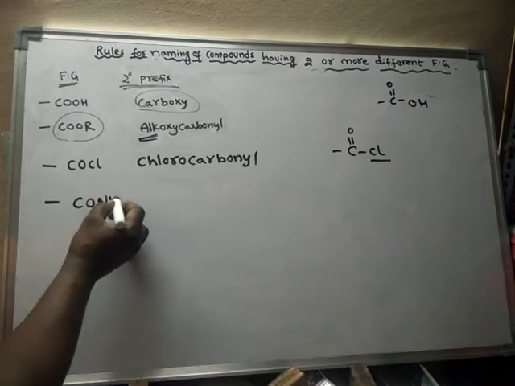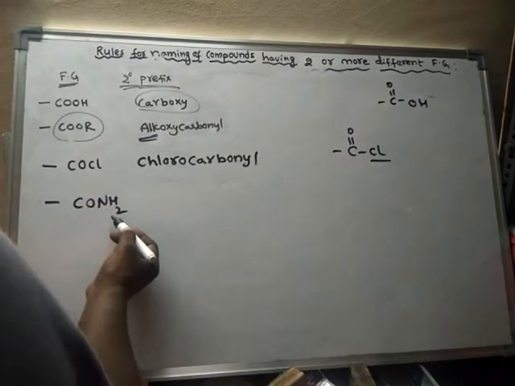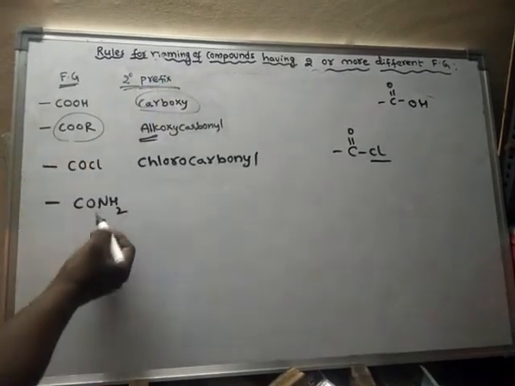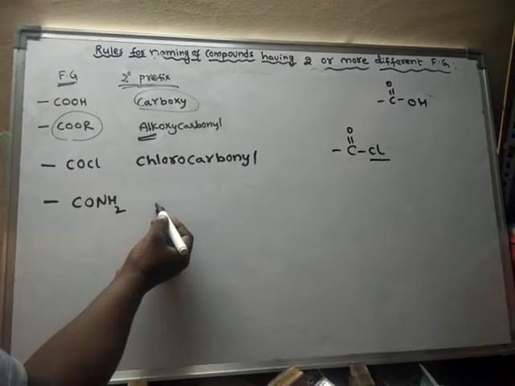Next, amide. CONH2 is called the amide functional group. When the amide functional group is there, and if it is a secondary prefix, then what is the secondary prefix name of amide? It is known as carbamoyl.